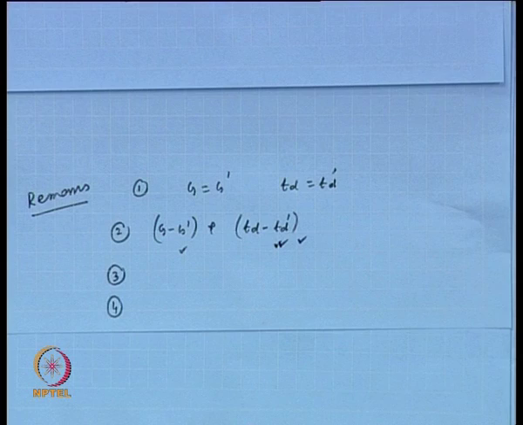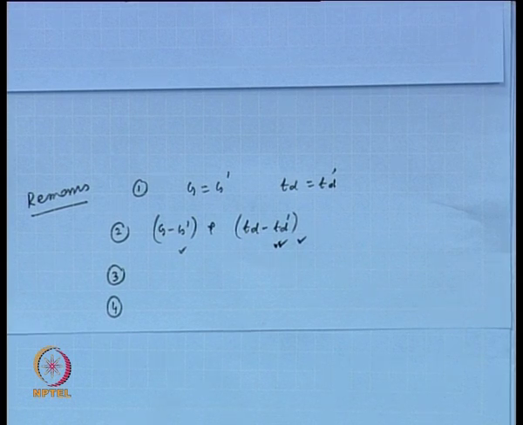Fourth remark. See, in this dead time compensator expression, TD is considered as a constant quantity, but sometimes this TD may vary with time. Sometimes the dead time TD may vary with time, that is not taken into account in the dead time compensator expression. So, that is you can say one drawback.